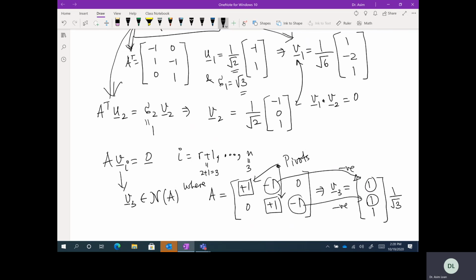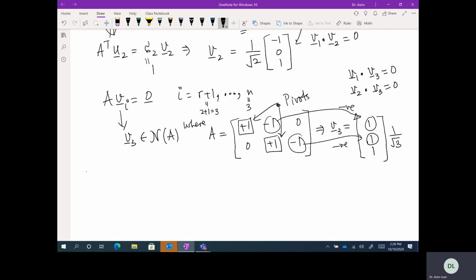And now check V1 dot V3 is 0. Yes, this is 0. Why? Because this is simply the sum of all these. So 1 plus 1, 2, minus 2 is 0. And V2 dot V3, is this 0? Yes. Minus 1 plus 0 plus 1 is 0. So all are all right.